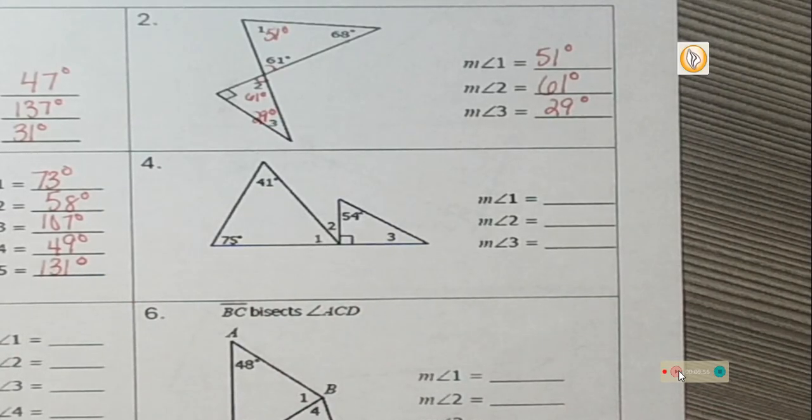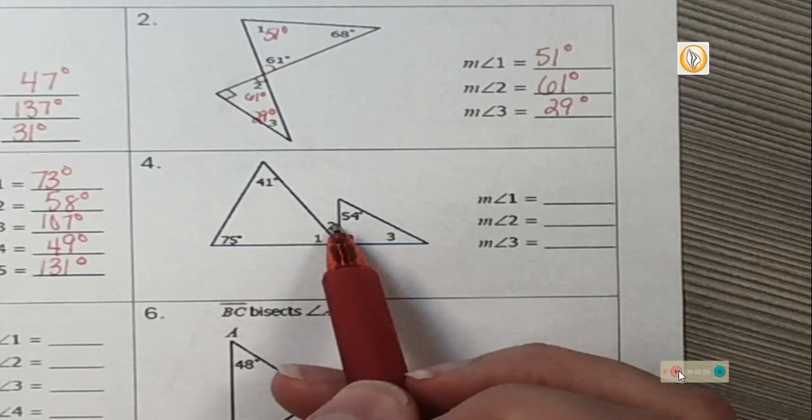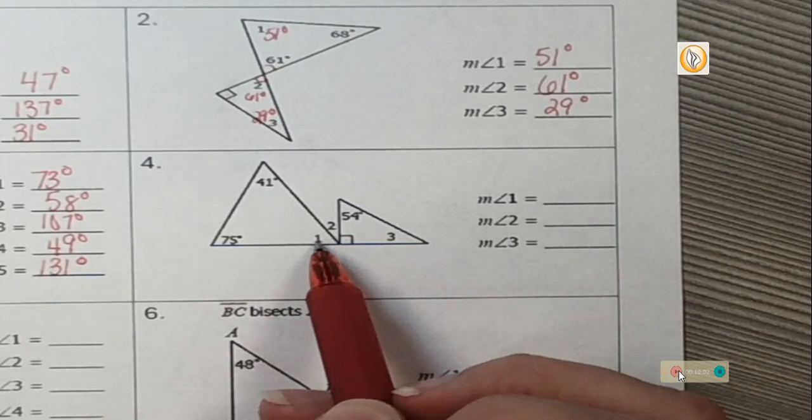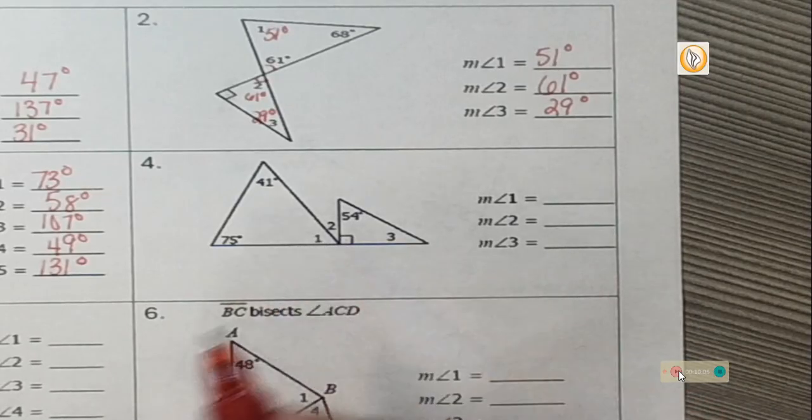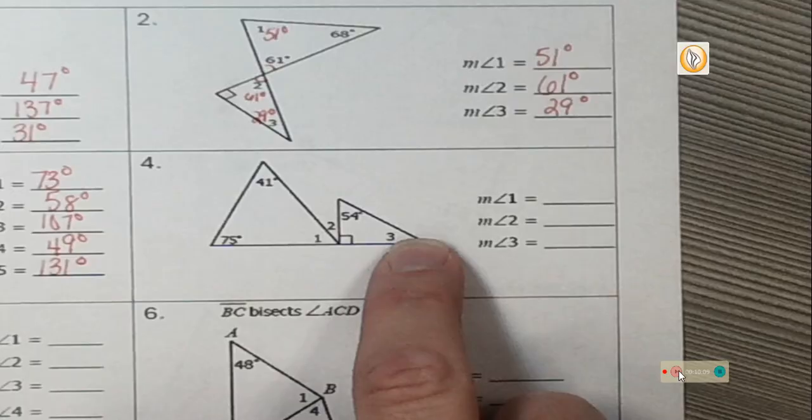So I could start by finding either 1 or 3. The only thing I can't start with is 2. 2 is part of a straight line with angle 1 and this 90, but you don't know it. To prove to you you don't have to start with angle 1, I want you to start with angle 3.